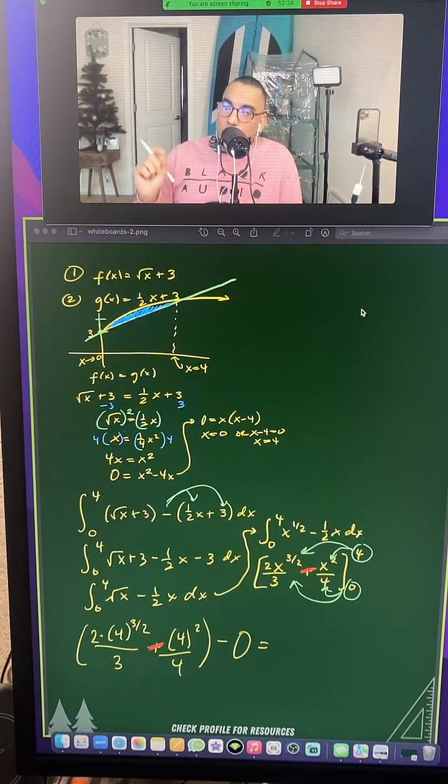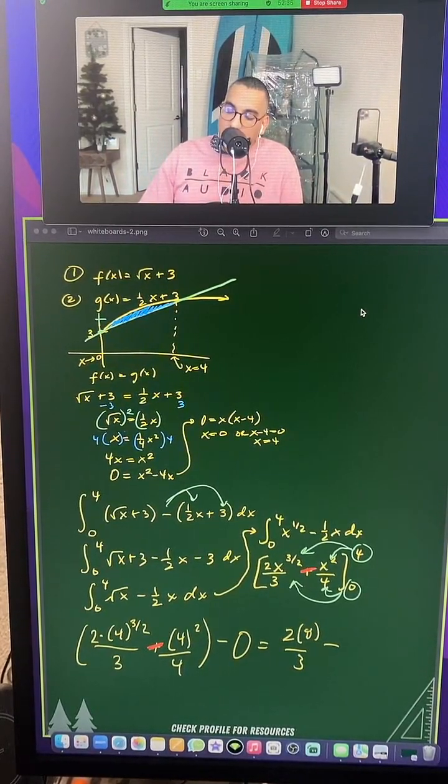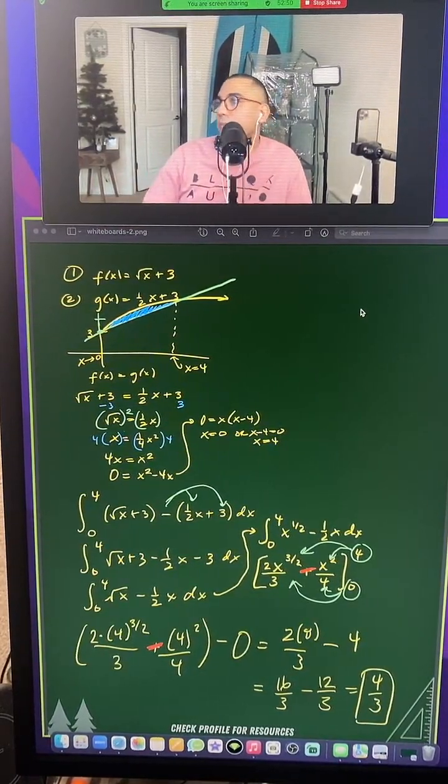That 4 to the power of 3/2, you have to think of it as the square root of 4, which is 2, and then to the power of 3. So this is 2 times 8 over 3 minus, and then 4 squared is 16 divided by 4. That's going to be 4. Okay, so let's simplify this. 16 over 3 minus, I'm going to turn that 4 into a 12 over 3. Boom, guys. We found our answer. 4/3.